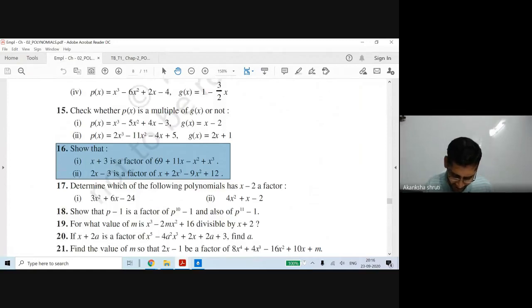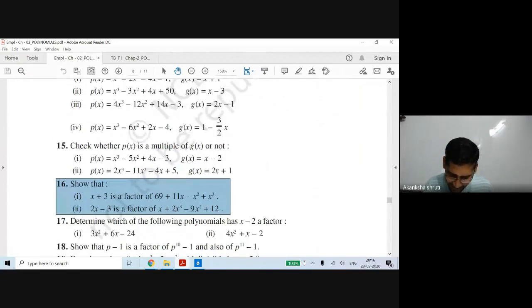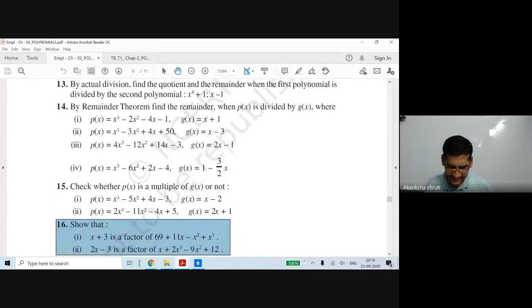Okay, so for checking whether something is a factor, the division method is the best one. Next one is the factorization, or another one is the factor theorem, remainder theorem. These are the other things, but division is very important.